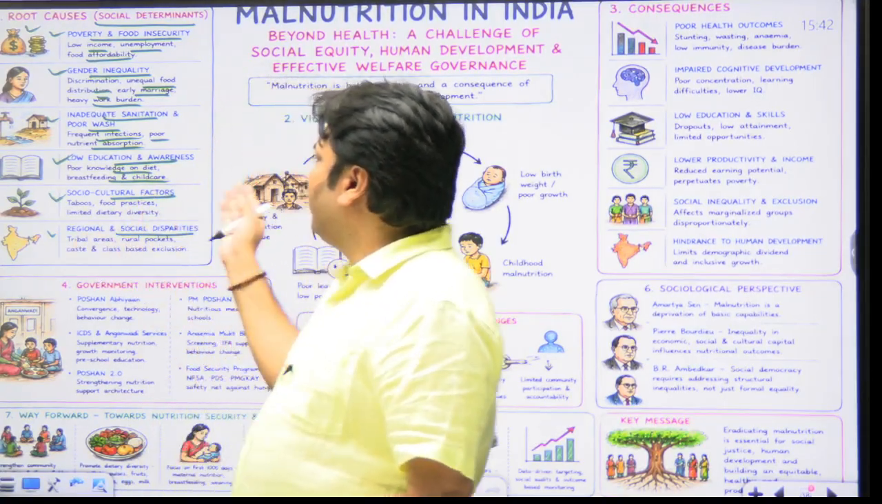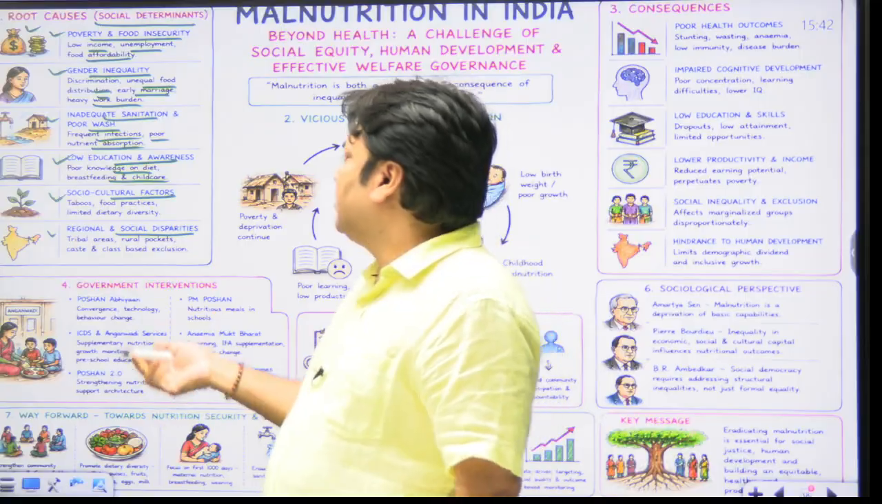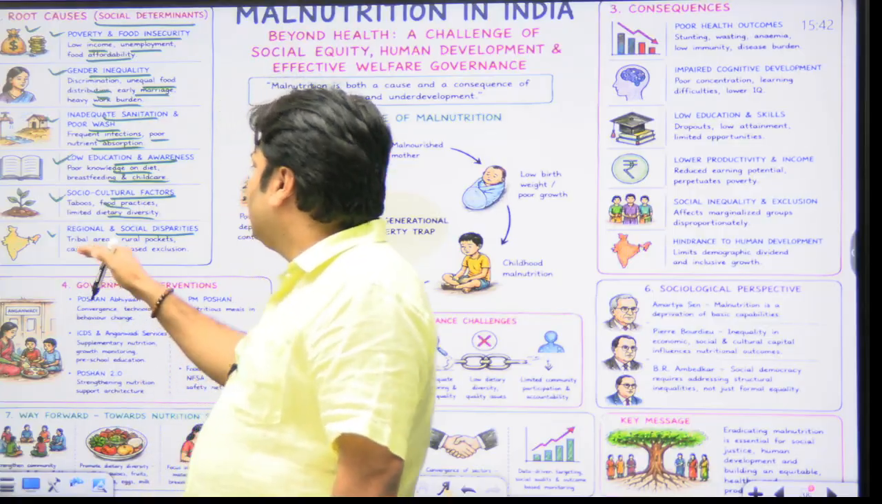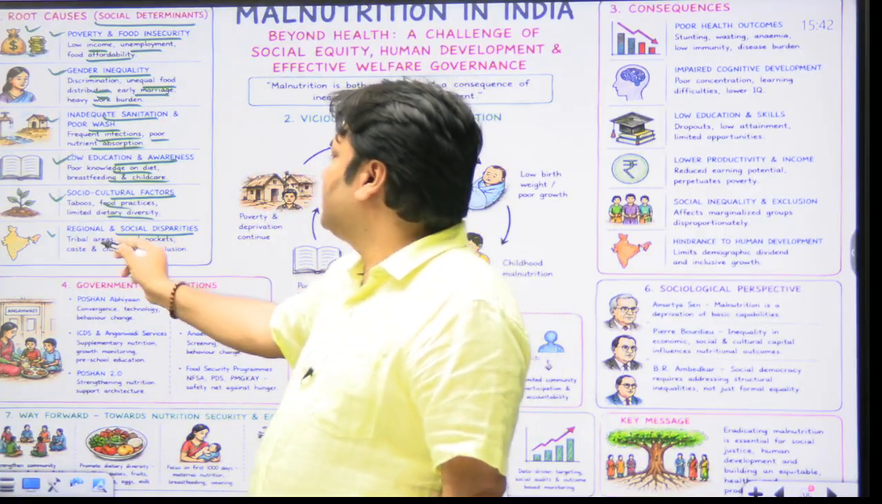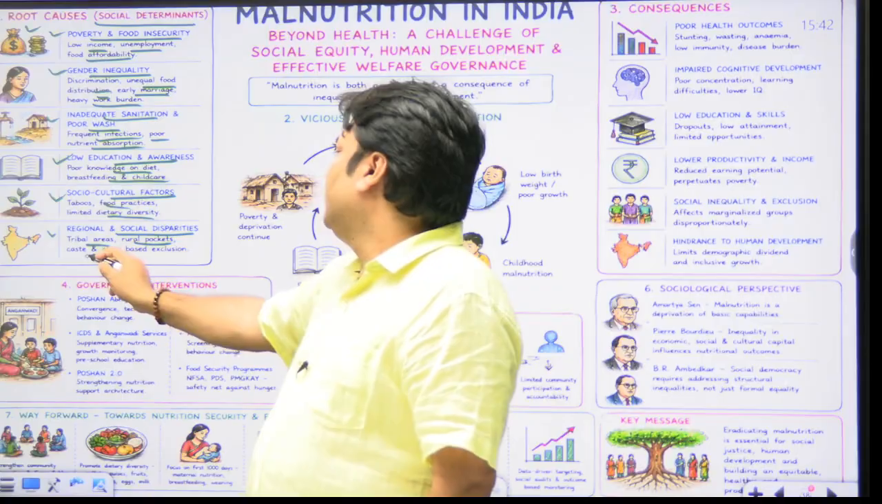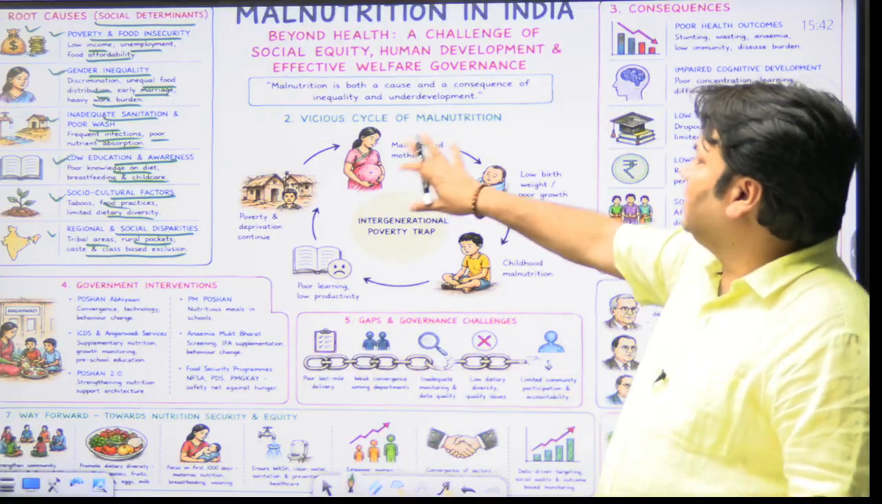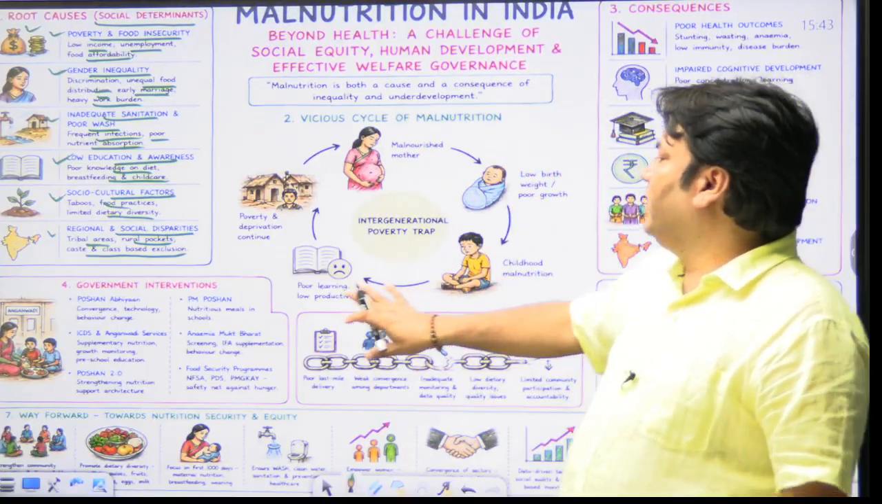Social cultural factors, we can write points like taboos, food practices, limited dietary diversity. Regional and social disparities, we can write points like tribal areas, rural pockets, caste and class based exclusion. Now this is the vicious cycle of malnutrition, poverty and deprivation.